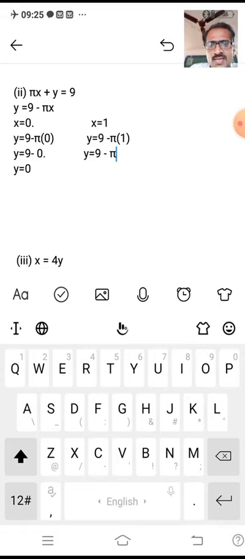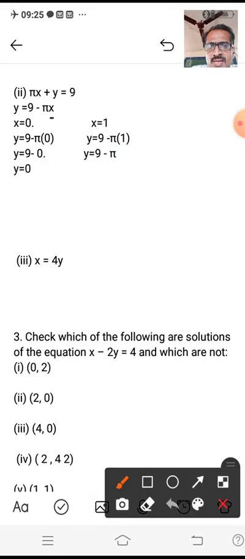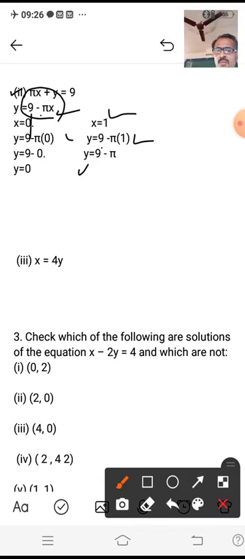See, it is very easy. The left hand side variable's value we are going to take, so x equals 1. So this y as it is, 9 as it is, pi as it is, instead of x we have to substitute 1. So 9 minus pi into 1 will be pi, so the value of y will be 9 minus pi.